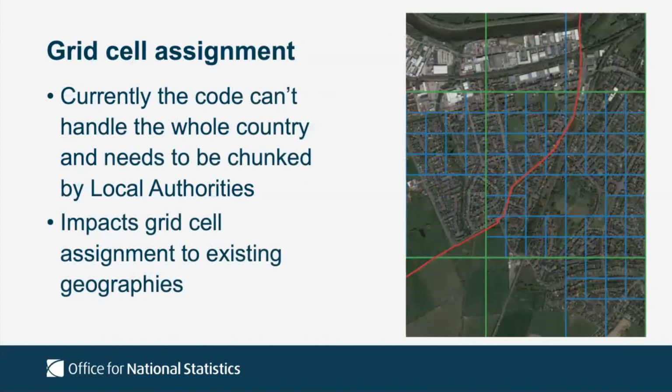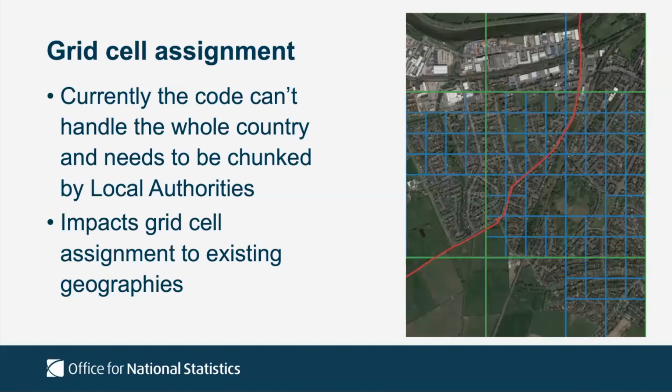One of the other issues we have is grid cell assignment. An issue that we have at the moment is that the code can't handle the whole country. It needs to be chunked by local authorities. And as I previously mentioned, it does it by 1 kilometer level. So this green cell is a 1 kilometer cell broken down into mostly 125 meter cells.